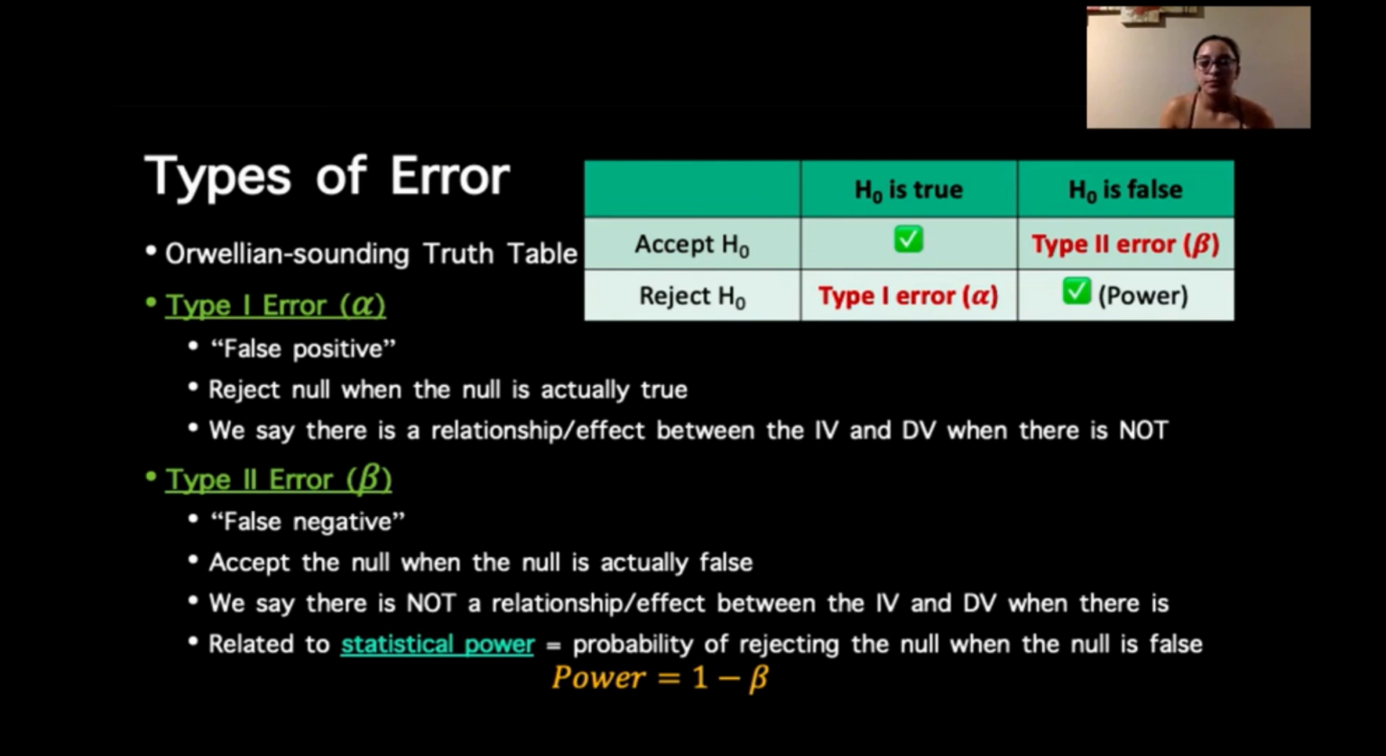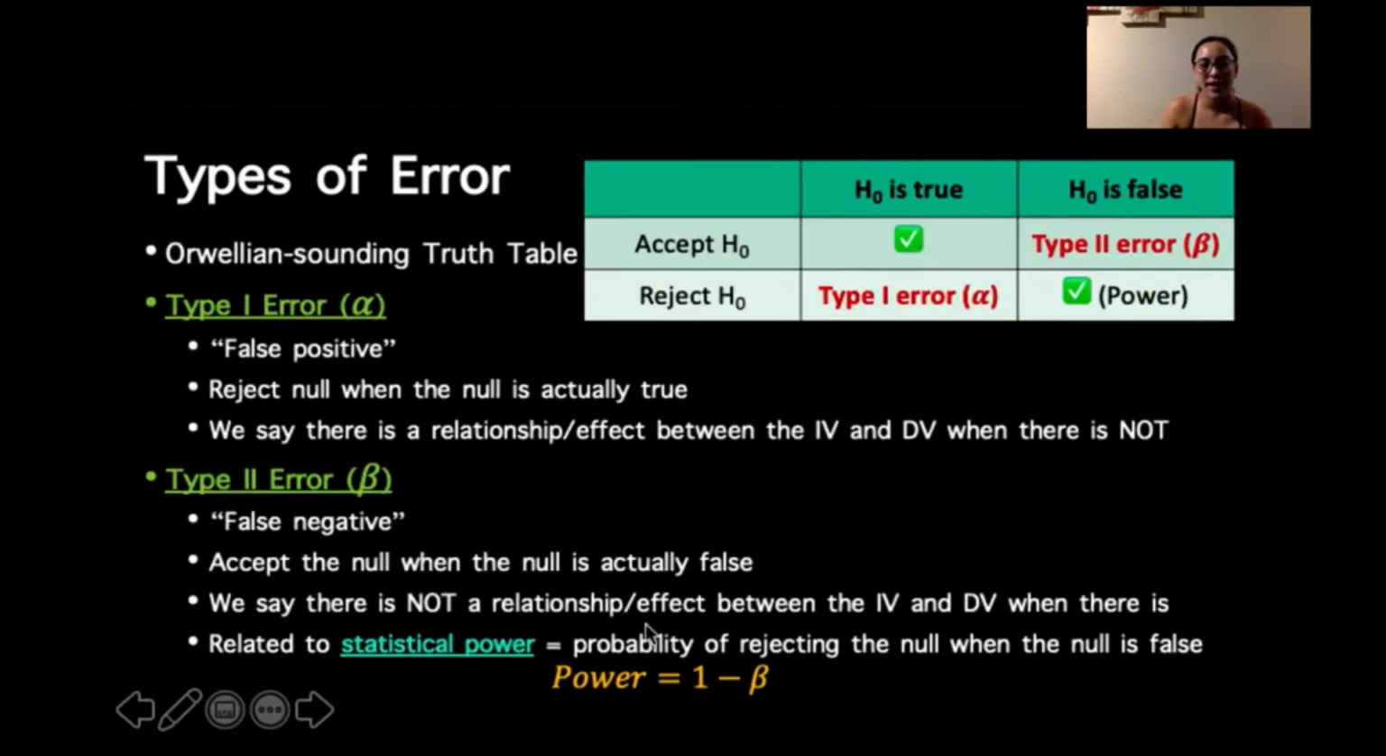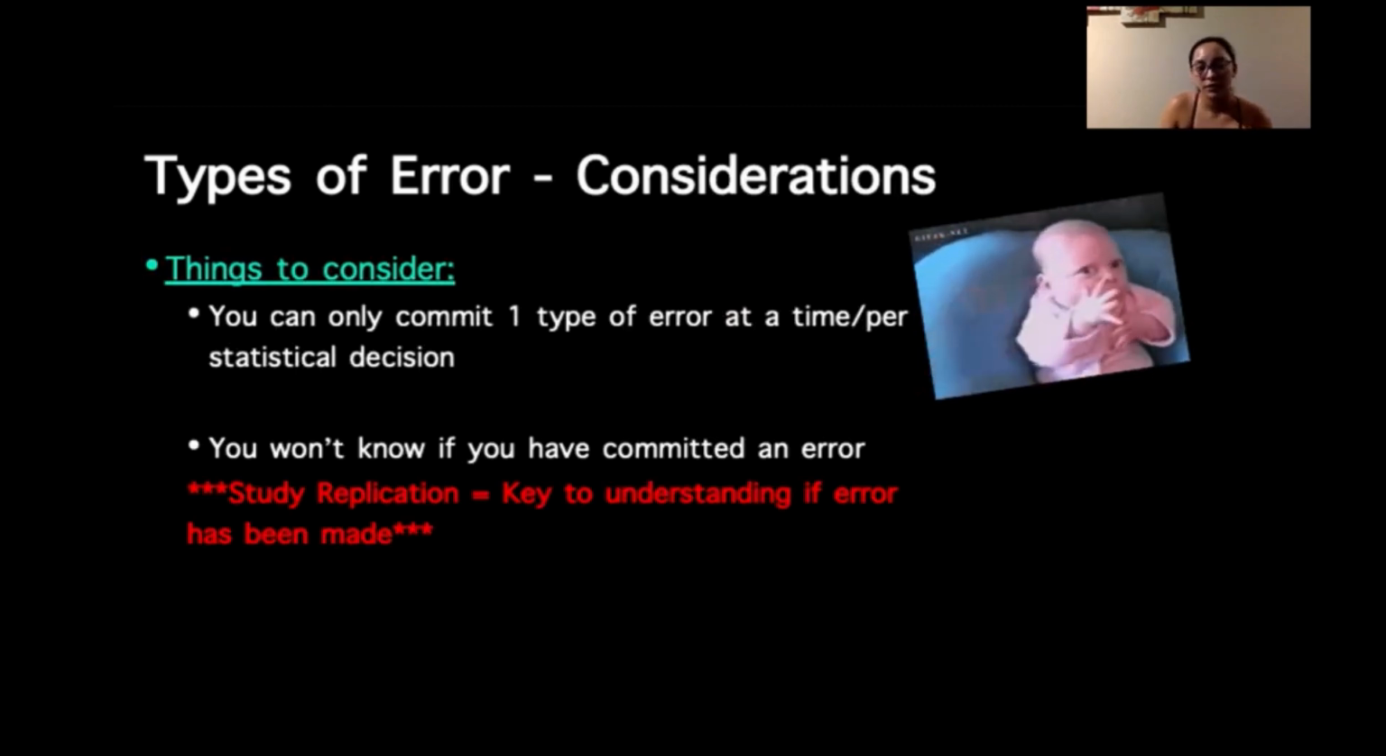Okay. Things to consider. You can only commit one type of error at a time per statistical decision. So either you're making a type 1 error or you're making a type 2 error. You cannot make both. The reason is that you're either going to be accepting the null hypothesis, which is associated with type 2 error, or you're rejecting the null hypothesis, which is associated with type 1 error. You can't both accept and reject the null, therefore you can't make a type 1 error as well as a type 2 error. Right? They are independent of one another in the sense that only one can happen at a time.